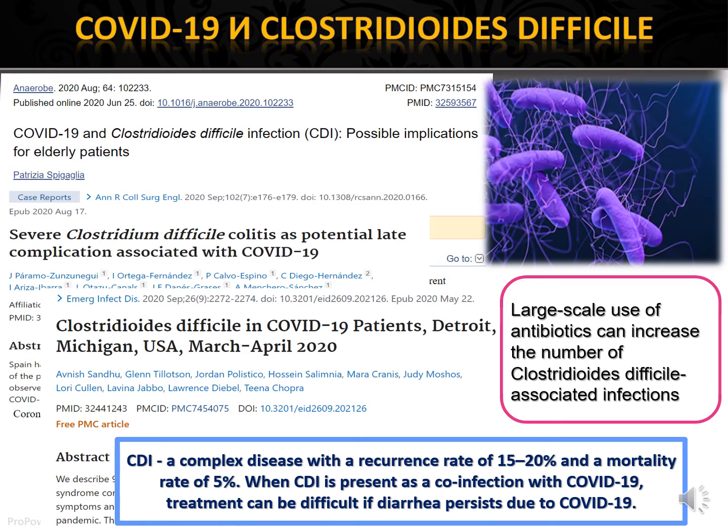And when we describe the situation, you should remember that in the COVID-19 pandemic, when Clostridioides difficile infection is present as a co-infection with COVID-19, treatment can be difficult, because some symptoms associated with COVID-19 may be associated only with Clostridioides difficile colitis, for example, or other signs of this infectious disease. It's a very difficult situation for diagnostics, and in some situations we lose our patient after Clostridioides difficile infection.